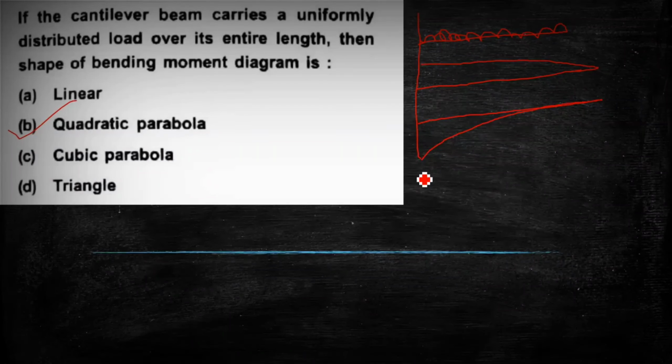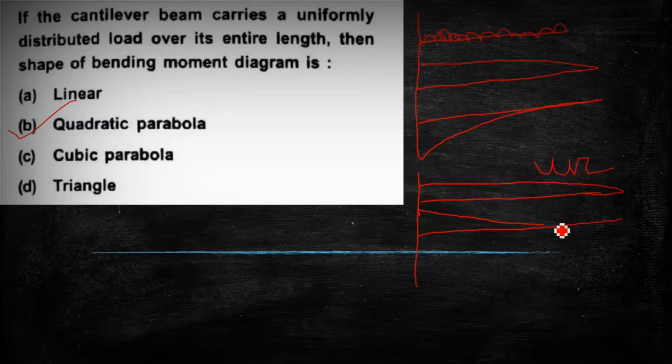Let's suppose it is given that the loading is uniform varying load, UVL. So in that case the SFD will be quadratic parabola and the BMD will be cubic parabola. So remember this too.